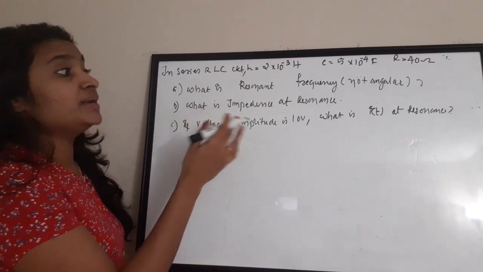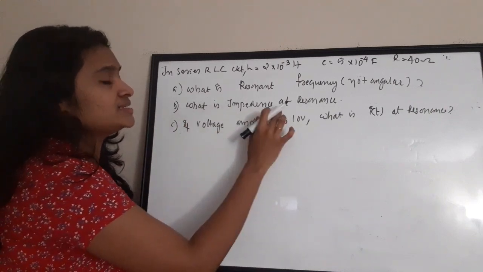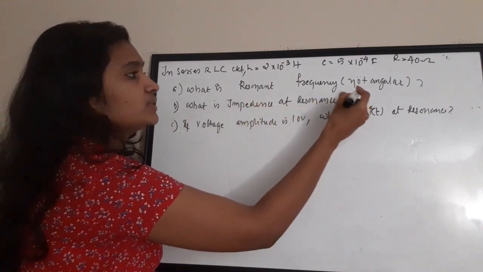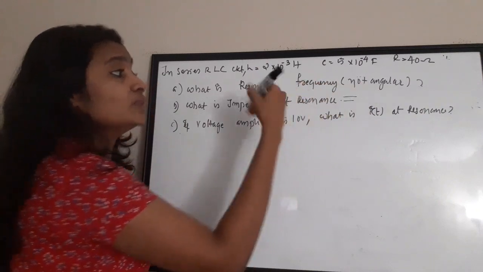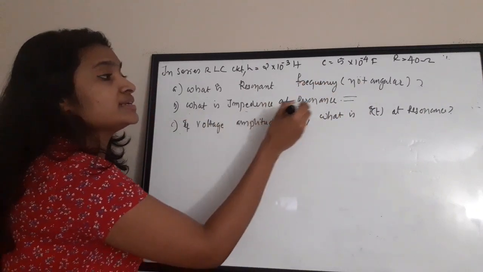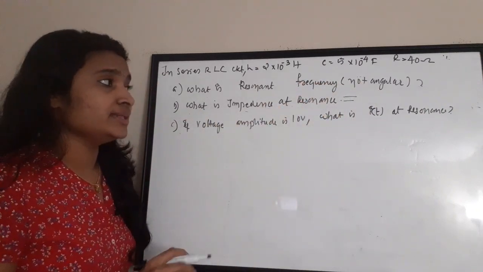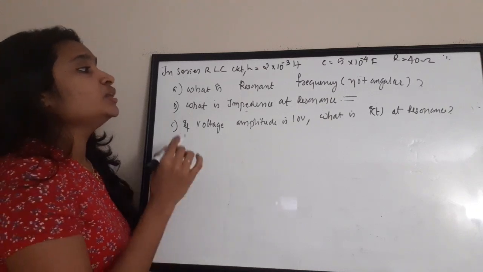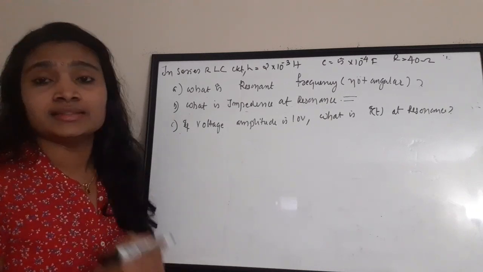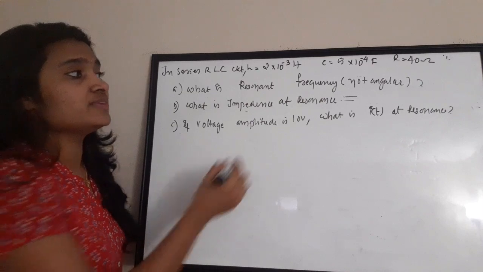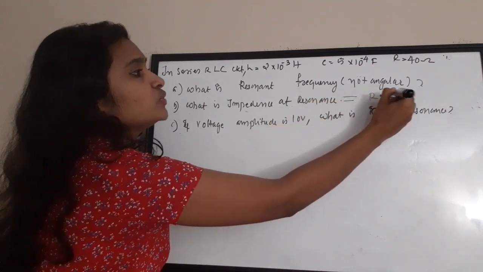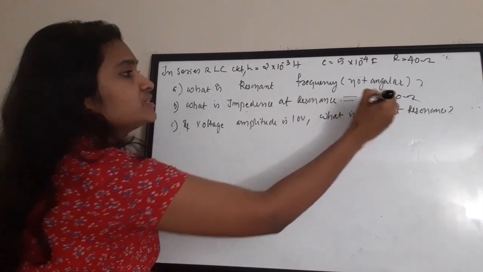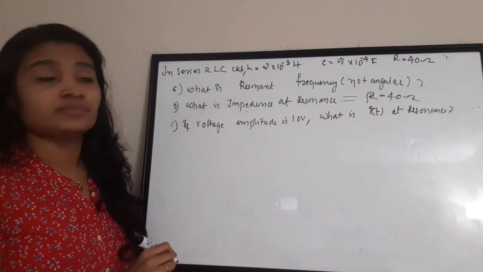B: What is the impedance at resonance? This question we can directly answer without even writing any equations. While explaining the theory part, I discussed that during the resonance state, the impedance is purely resistive. So the value will be equal to R, which is 40 ohm, the impedance value at resonance.